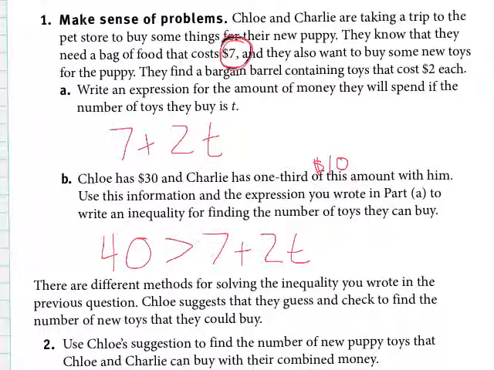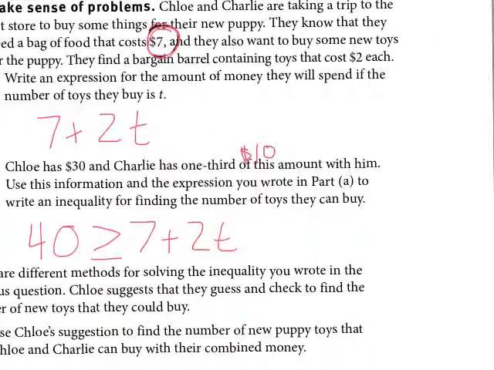Let me ask you this question. Could the money in their pocket be the exact same as their bill? Is that okay? Yeah, so what do I need? What kind of sign do I actually need? Greater than or equal to, right? So I want 40 to be greater than or equal to 7 plus 2T.